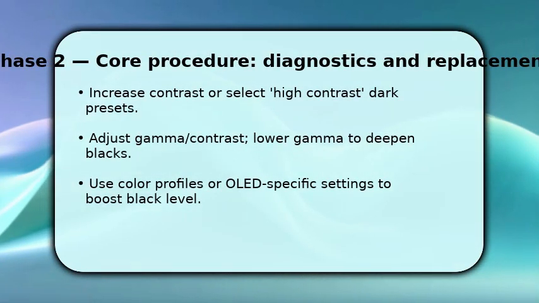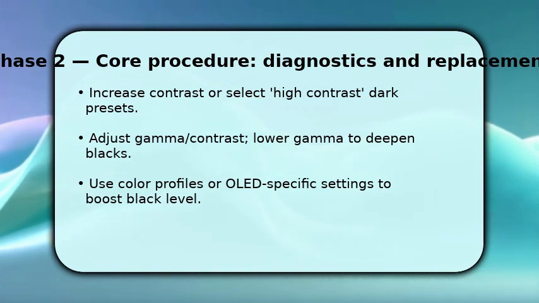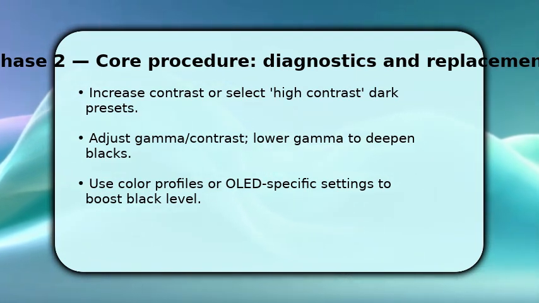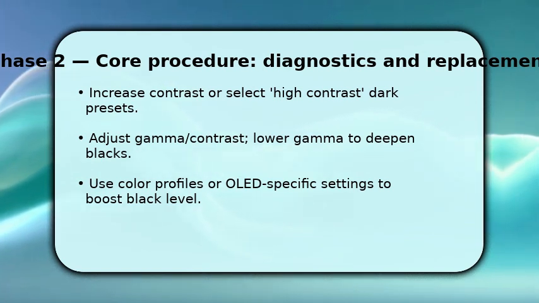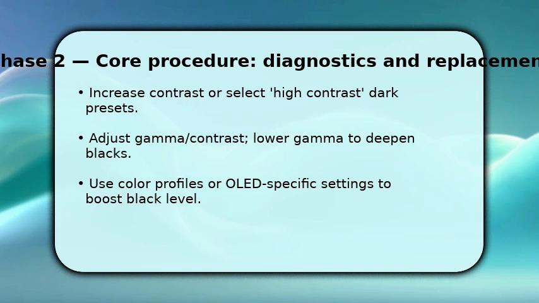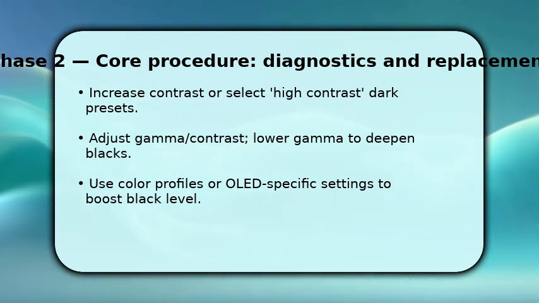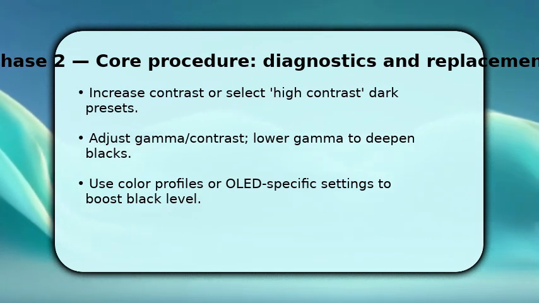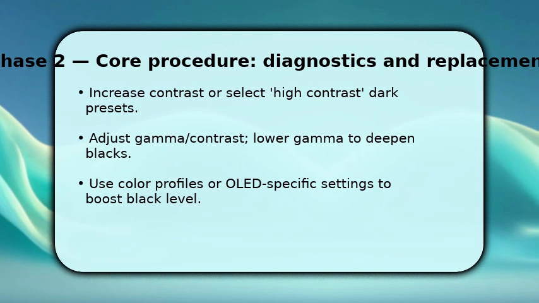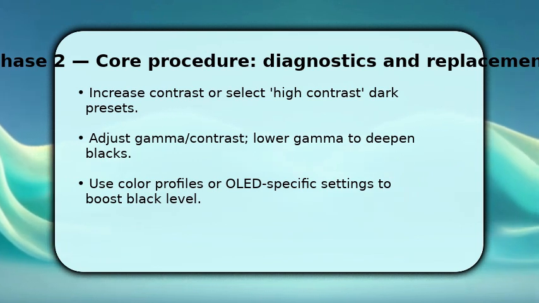Next, adjust contrast and color math to deepen actual blacks. You should enable a high contrast dark preset if available, because it boosts luminance difference between text and backgrounds. Then lower the gamma slightly. This darkens midtones and makes blacks look richer. Make small steps and preview. If you have an OLED, choose an OLED-optimized profile or set pixel dimming off to avoid gray wash. Once you finish, test with mixed content to ensure legibility stays intact.